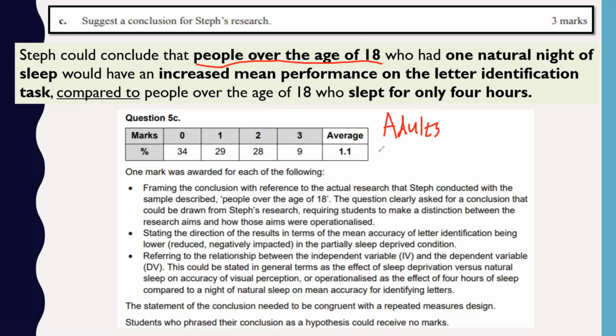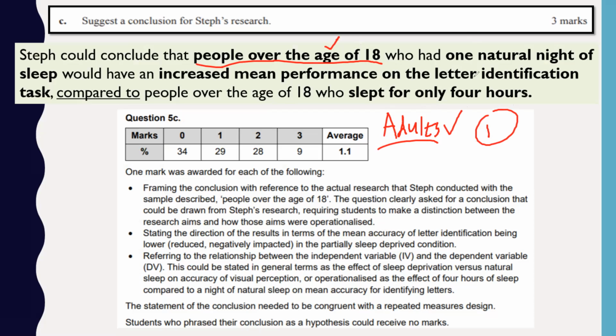If you just wrote something general, like Steph could conclude that people who had 1 natural night of sleep, that's not specific. What do you mean by people? A person can be anyone. It could be of any age. You have to be specific. So if you write adults, that's fine. If you write people over the age of 18, that's fine. You get 1 mark simply for stating the sample of the participants that were in this study.